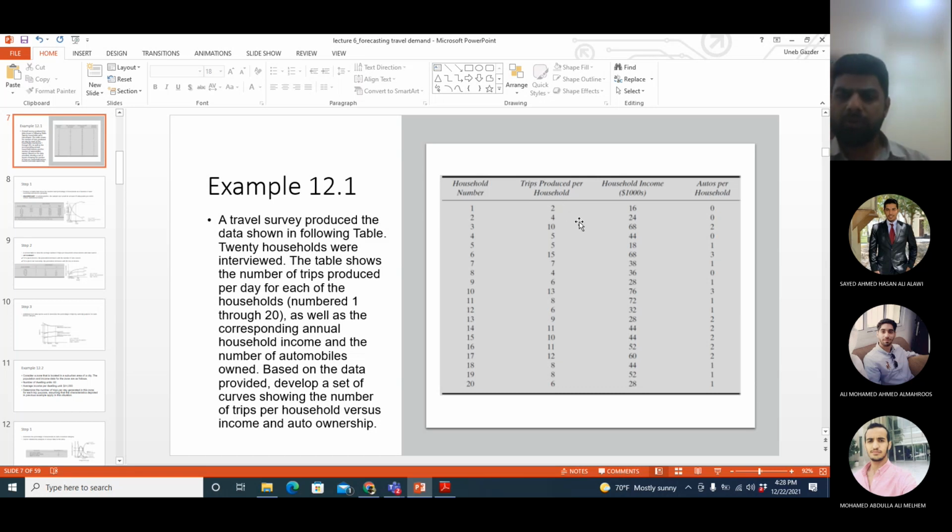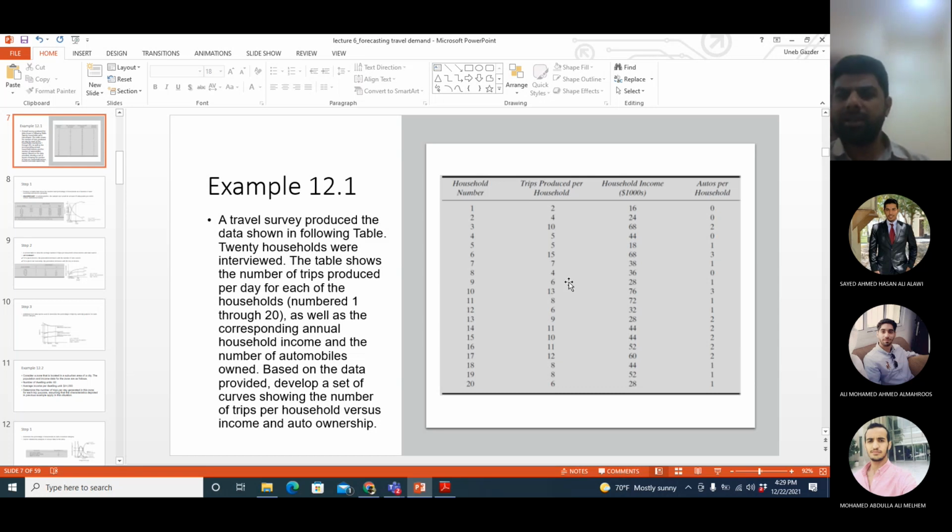So for each income category and car household combination, find out the average trips per household. First of all, you find out how many households have low income and 0 cars, find out their trips and take the average. For example, low income and 0 cars, I can only see 2. So 2 plus 4 divided by 2, 3 trips per day, and so on and so forth.